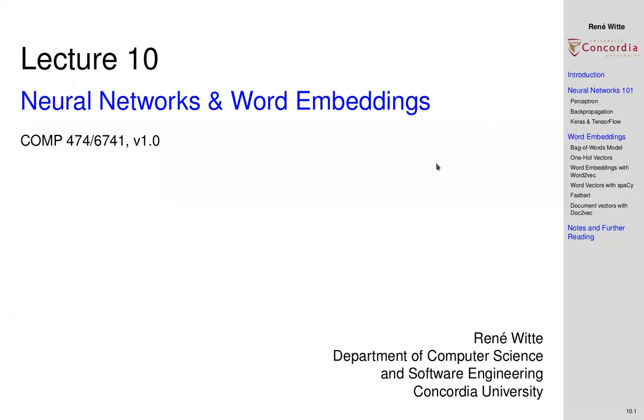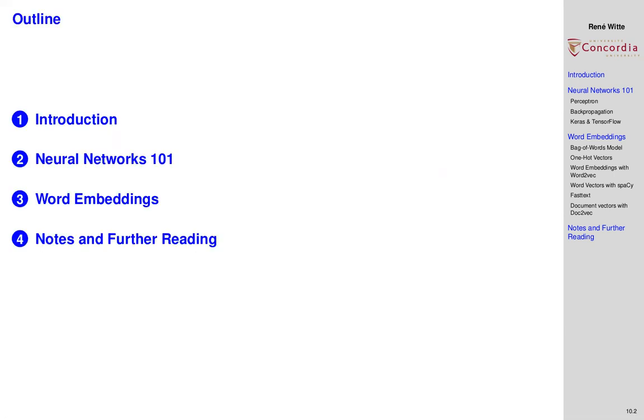Hi everyone, welcome back to lecture number 10. Well, this time we are going to talk about neural networks and word embeddings. So the important topic really is word embeddings as a way to represent natural language documents. And to understand how you create them, we have to do a bit of brief introduction to neural networks.